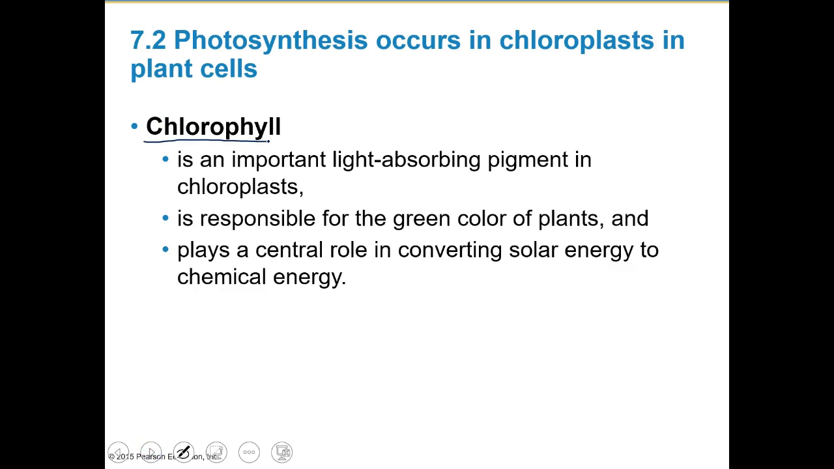Chlorophyll is an important light-absorbing pigment in chloroplast. It's responsible for the green color of plants. There's a whole thing to it, but we'll leave that be. And it plays a central role in converting solar energy into chemical energy. So that's what we're talking about in our essential question, is we're taking the light energy and making chemical energy.